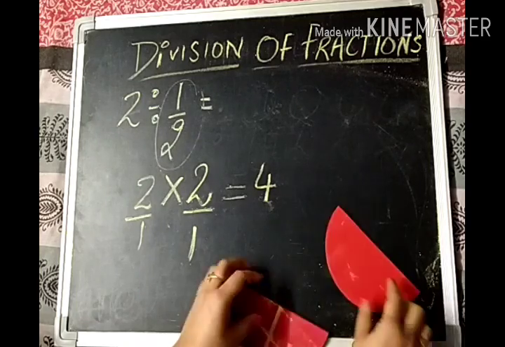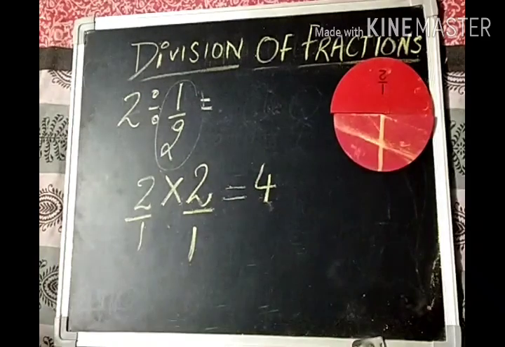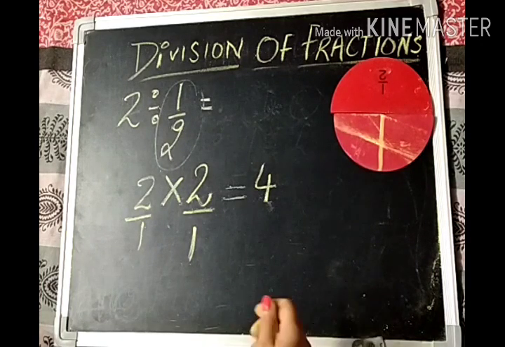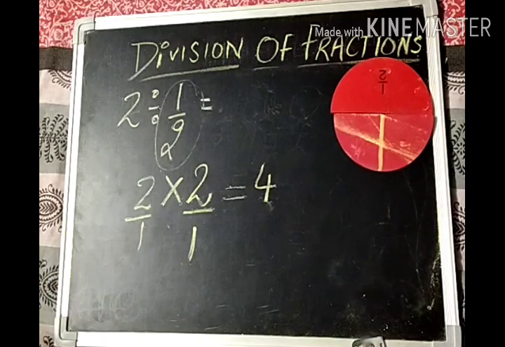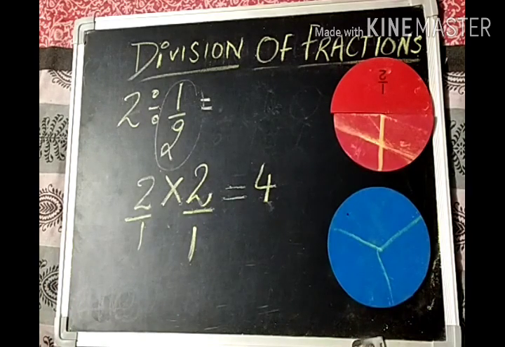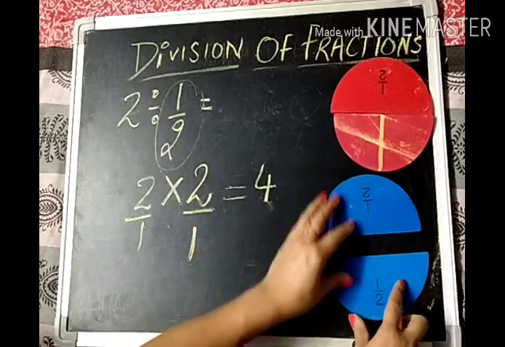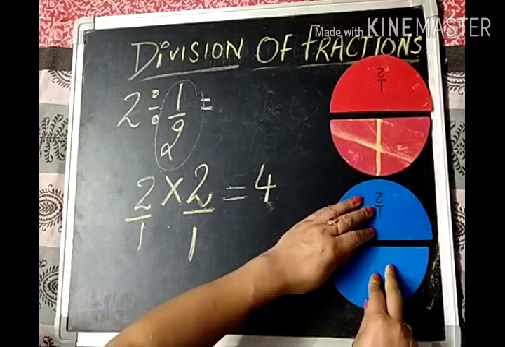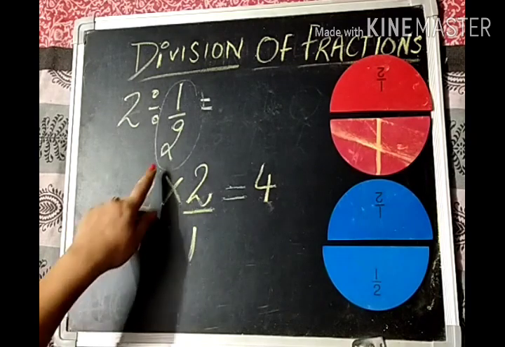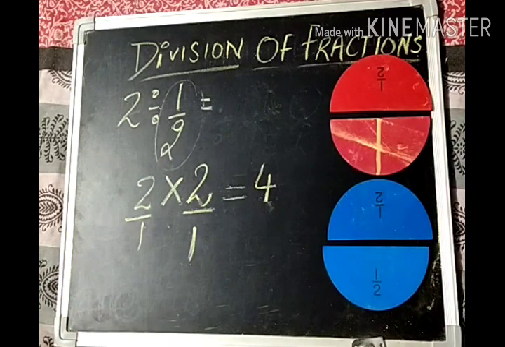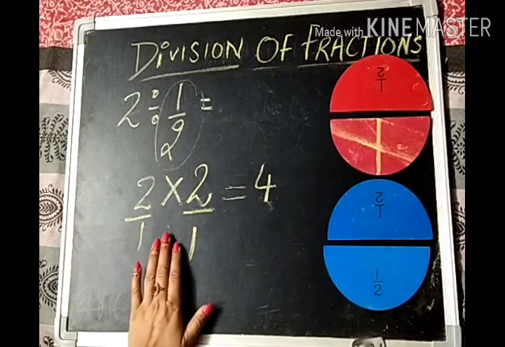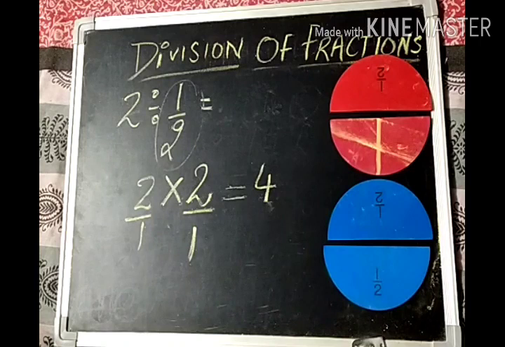And we were also getting, if we have to divide 2 full chapatis into half, each will get 4 pieces of half piece size. We can visualize it, or we can do it simply in this way also.